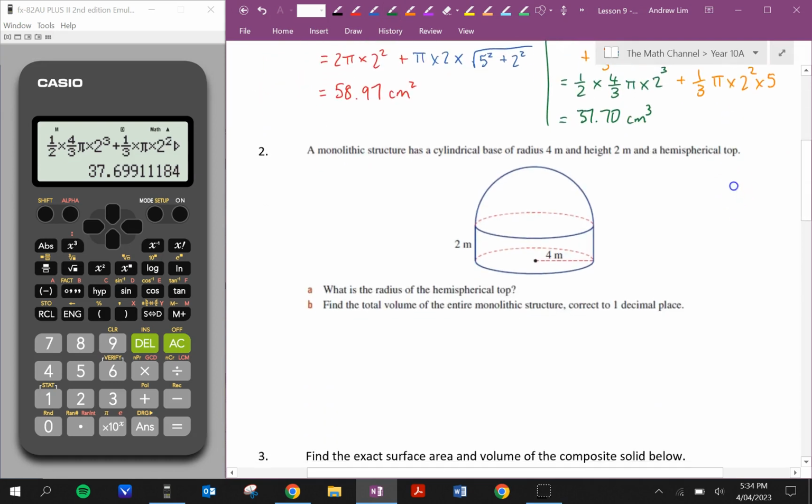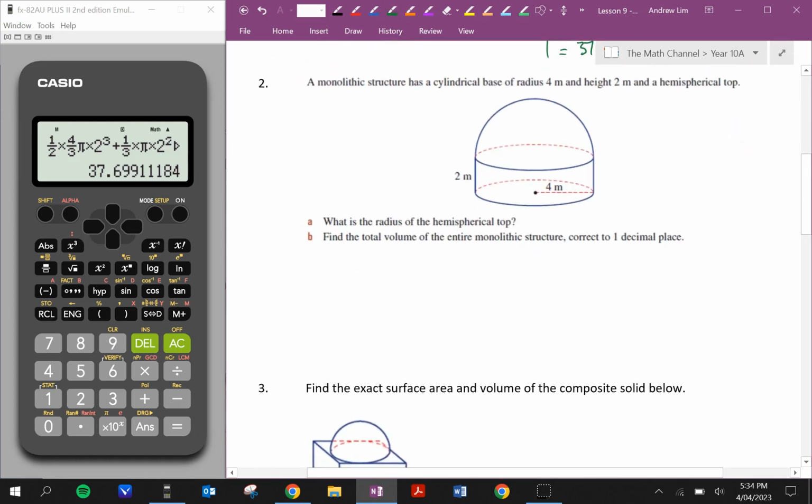Alright, question 2. A monolithic structure has a cylindrical base of radius 4 meters and a height of 2 meters, and a hemispherical top. What is the radius of the hemispherical top? We know that the radius is this bit, which is going to be the same as the bottom, so it's going to be 4 meters. Find the total volume of the entire monolithic structure correct to 1 decimal place.